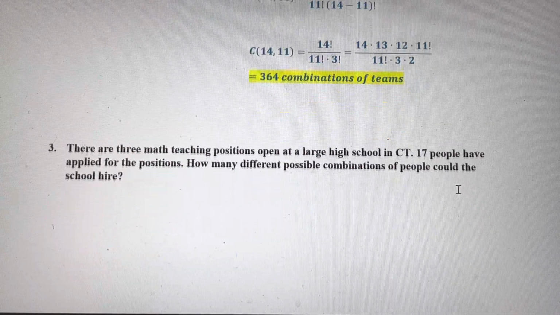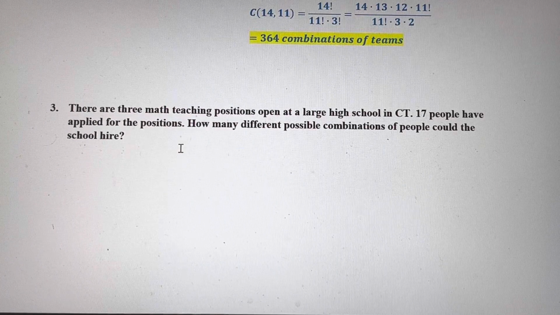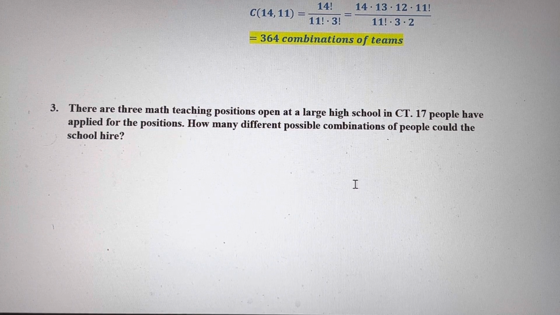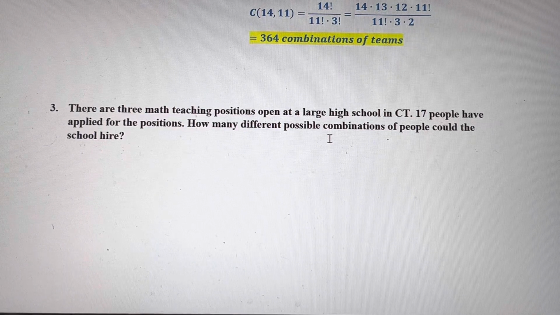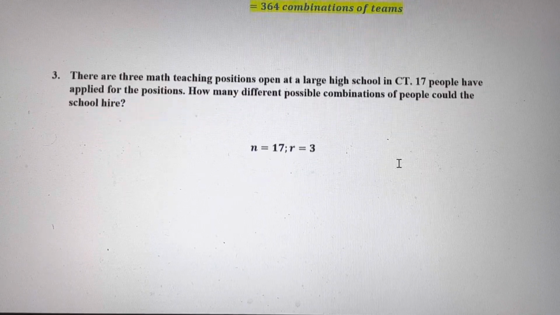Okay. And finally here, we've got 3 math teaching positions open at a large high school in Connecticut. 17 people have applied for the job. Okay. So how many different possible combinations of people could the school hire? Again, doesn't matter if you're the first choice or the third choice. As long as you get hired, you're teaching math at this high school, okay? So again, no order either explicitly stated or implied. So N equals 17, R equals 3.